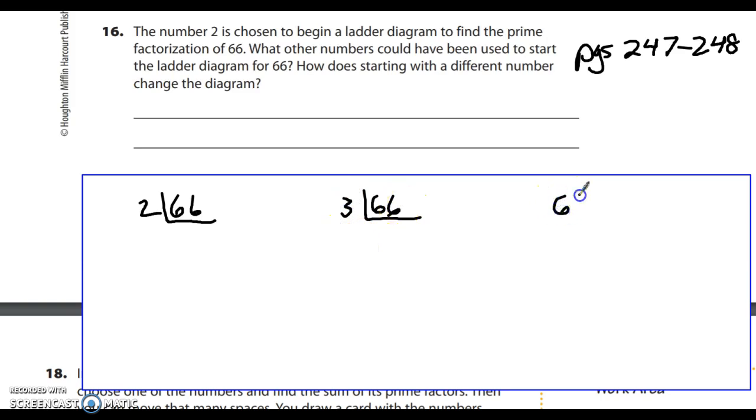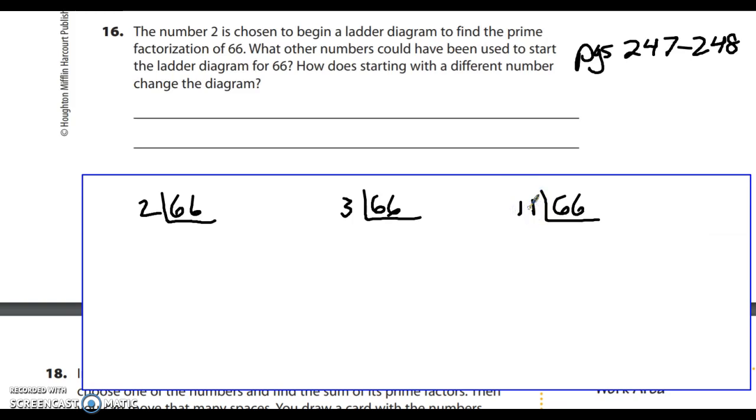Is there any more? Some kids here would say 6, but this doesn't work because while 6 is a factor of 66, it's not a prime factor of 66. 6 is a composite number. So I have to undo that. 6 doesn't work. But what does work is 11. Now those are the only options.